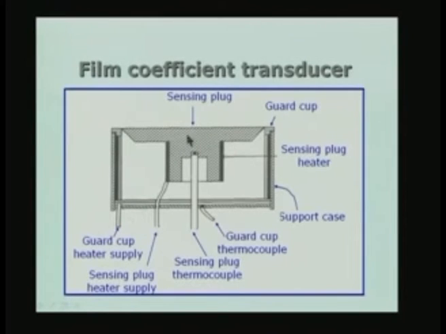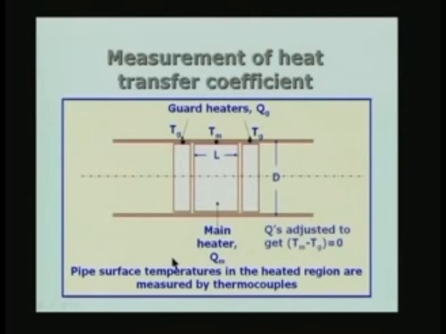And the advantage of using a heated film coefficient transducer is that you are doing the experiment with a cold stream of air or cold stream of fluid. So, you are not heating all the fluid, the bulk of the fluid is not heated, it is only a small amount of heat which is sent from the sensor to the fluid. Continuing in the same way, we can also use the sensor in the form of a cylindrical plug.